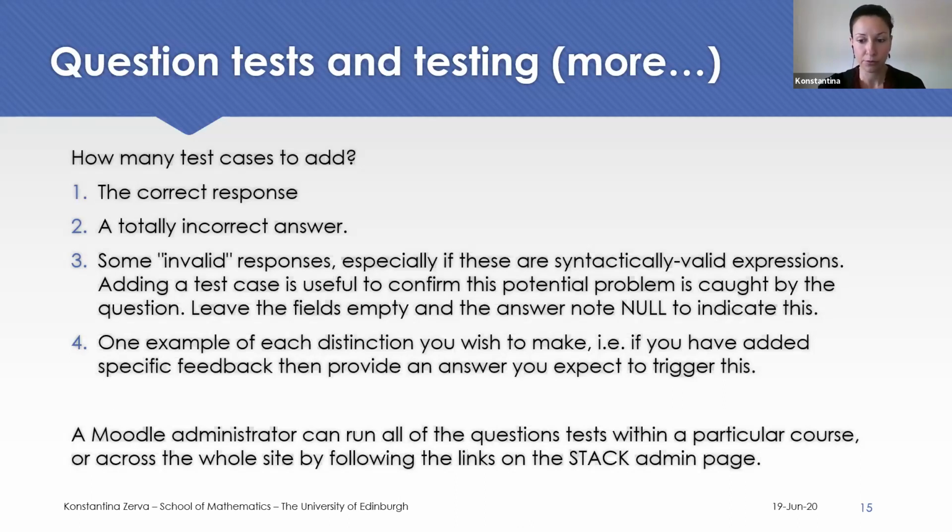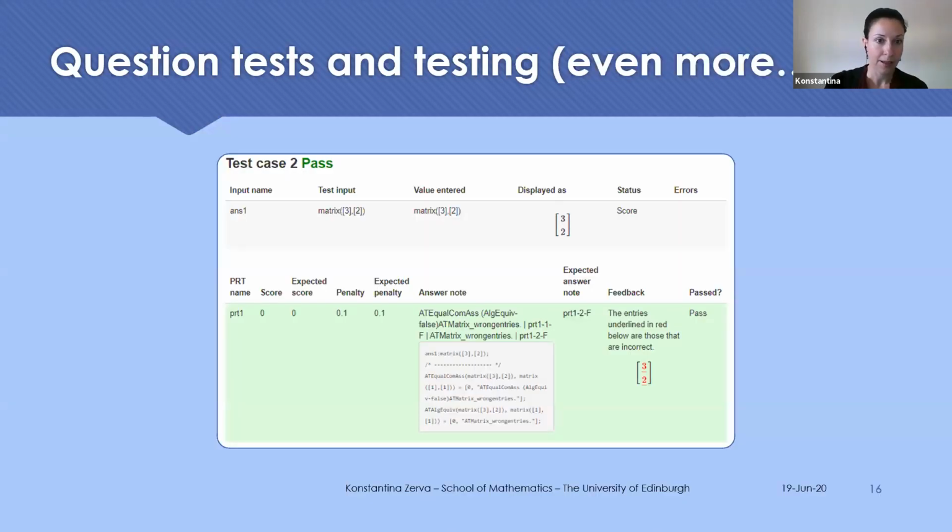So for the previous simple question, this is the test case of when the student puts a completely wrong answer. So the score will be 0 and the expected score will be 0, and you may want to have a penalty for the student for putting a wrong answer, especially if they will resubmit their answer later.